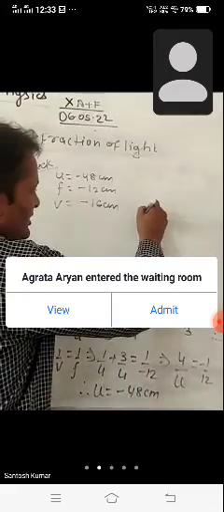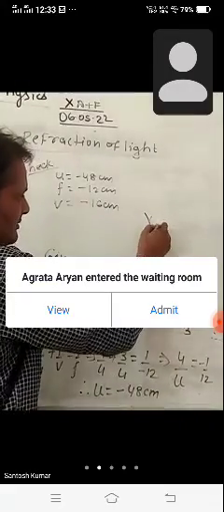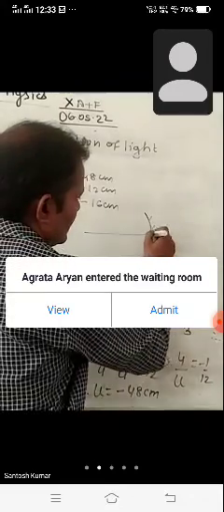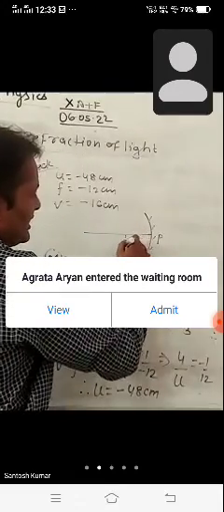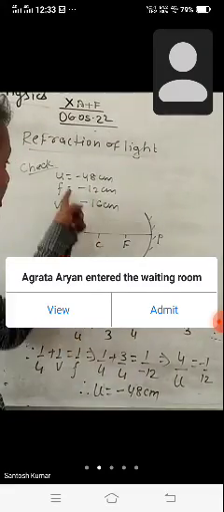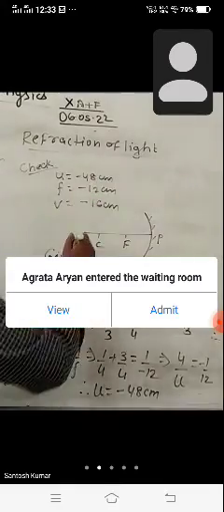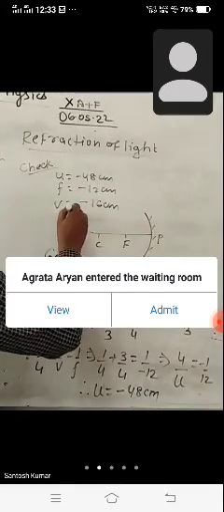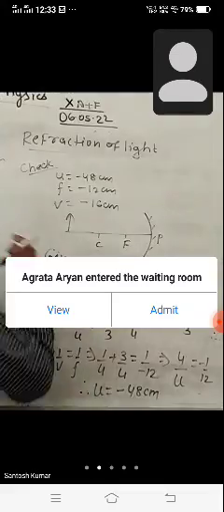Now check, this is a concave mirror: P, F, C. Just see, focal length is 12, this is 12, this is 24. U is 48, which means the object is beyond C. 48 will come beyond C.